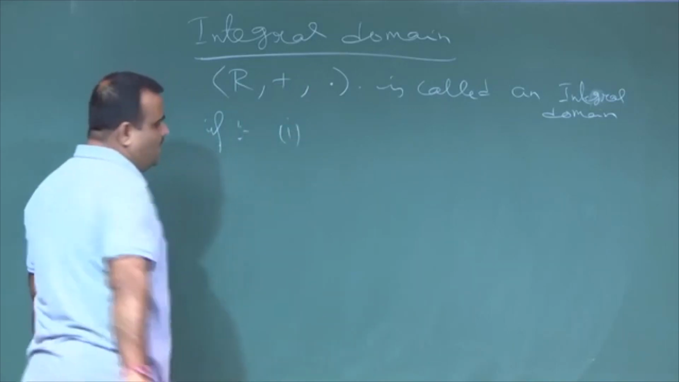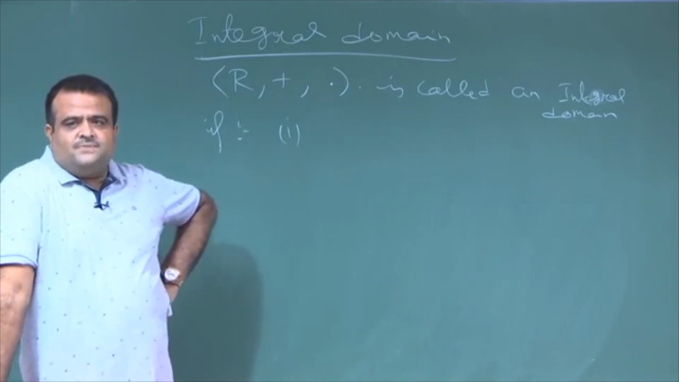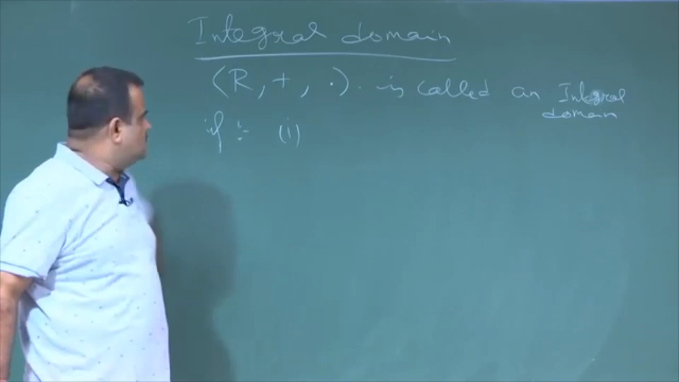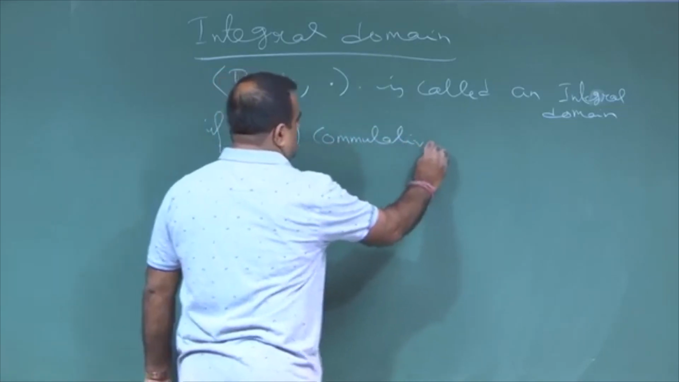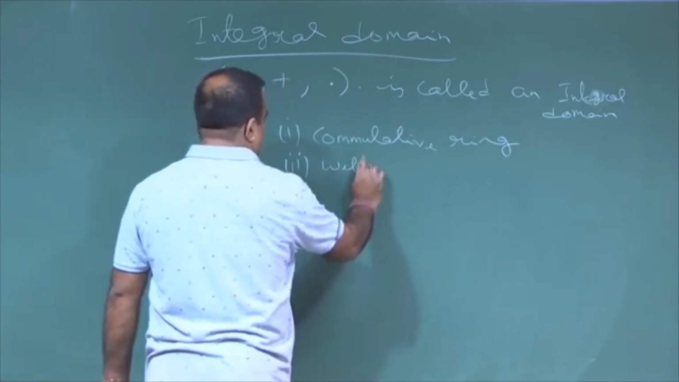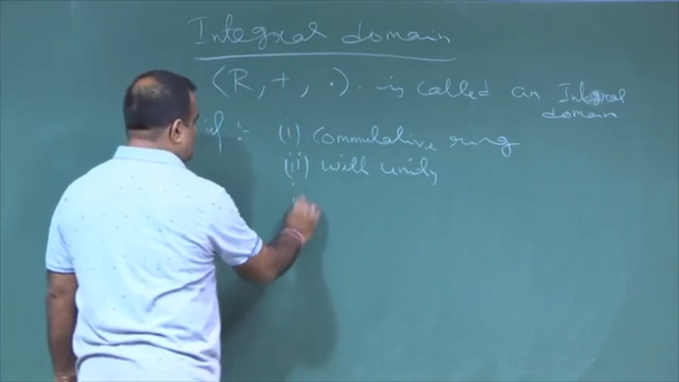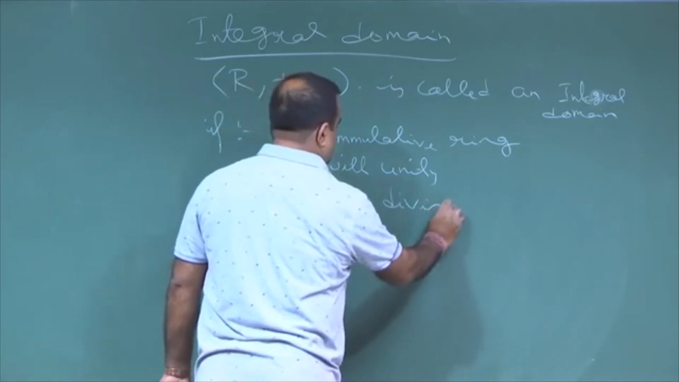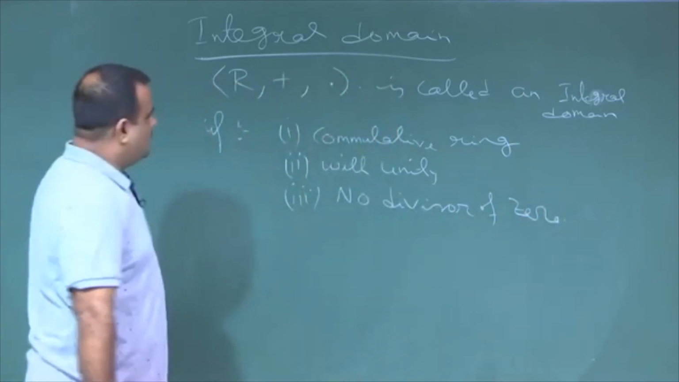First of all, it must be a ring, not only a ring, it must be a commutative ring with identity and no divisor of 0. So, first of all, commutative ring with unity and no divisor of 0. Okay.